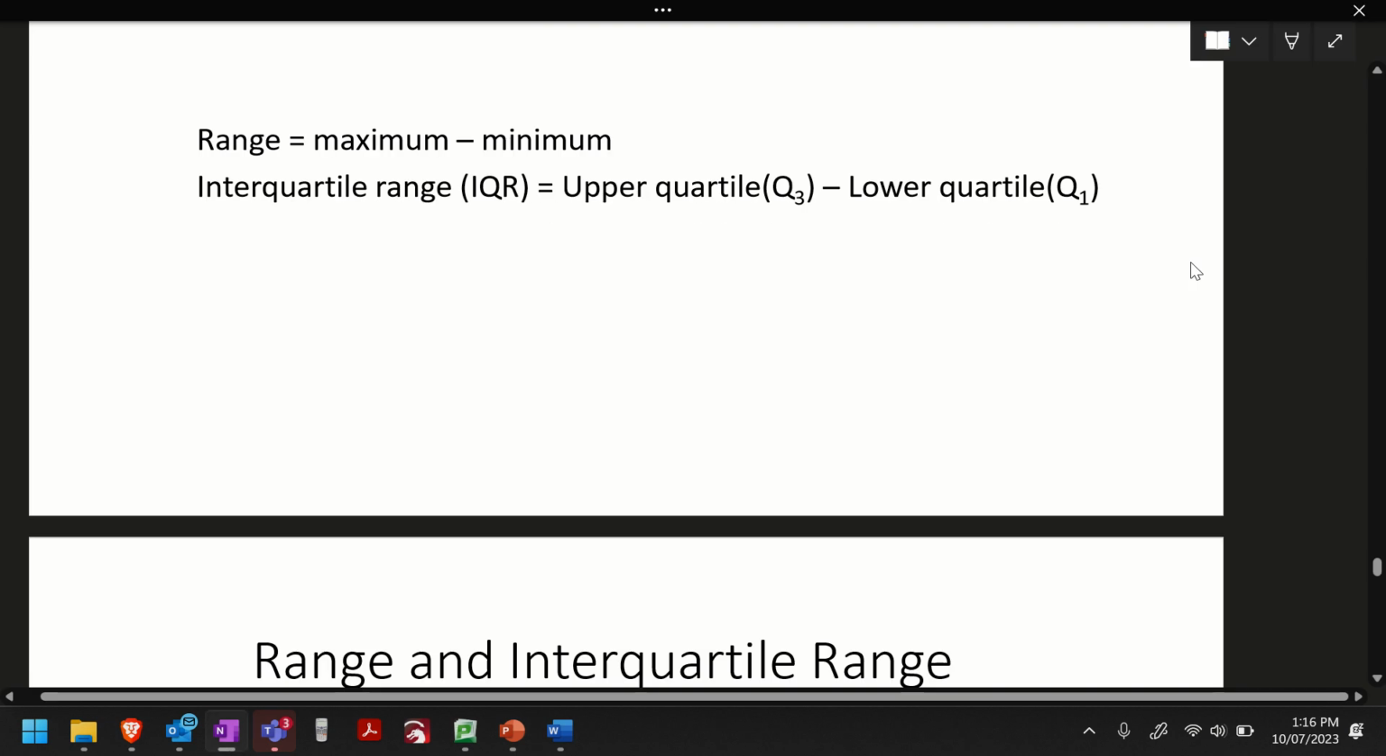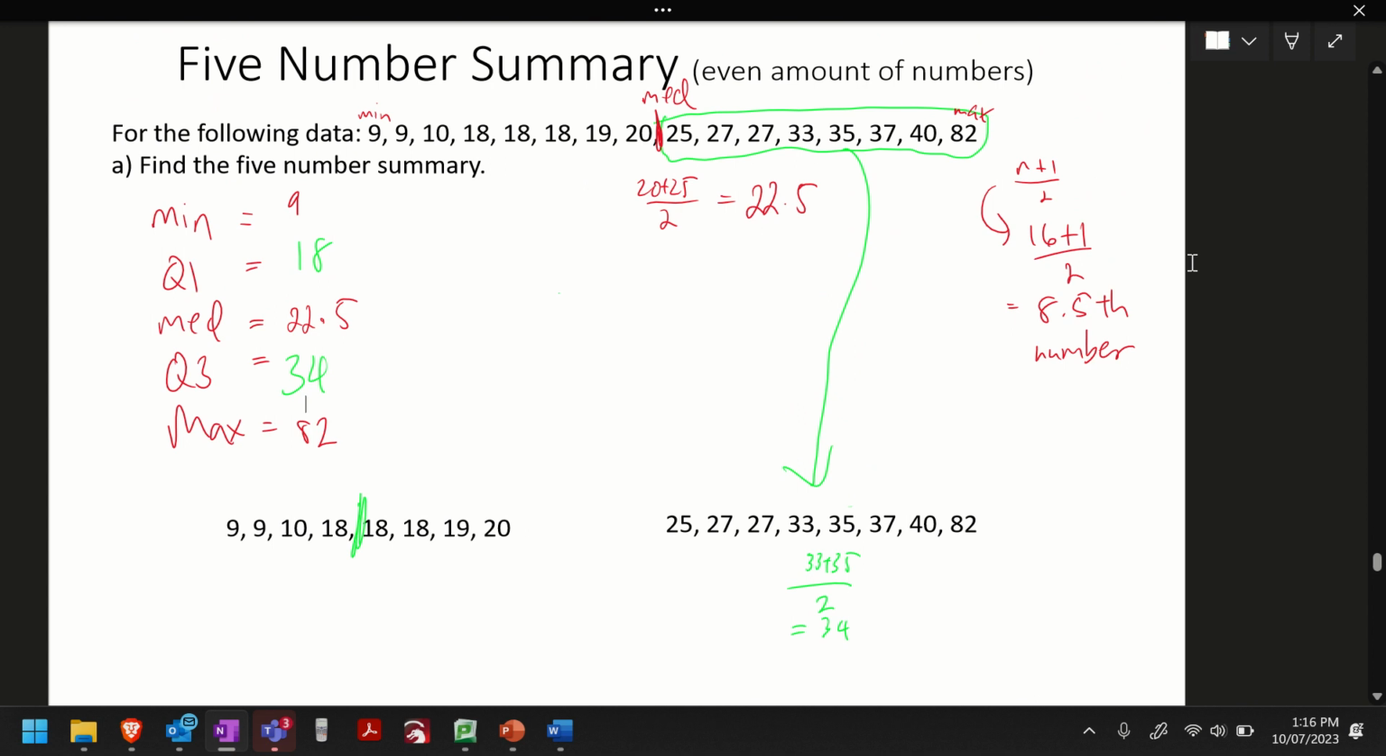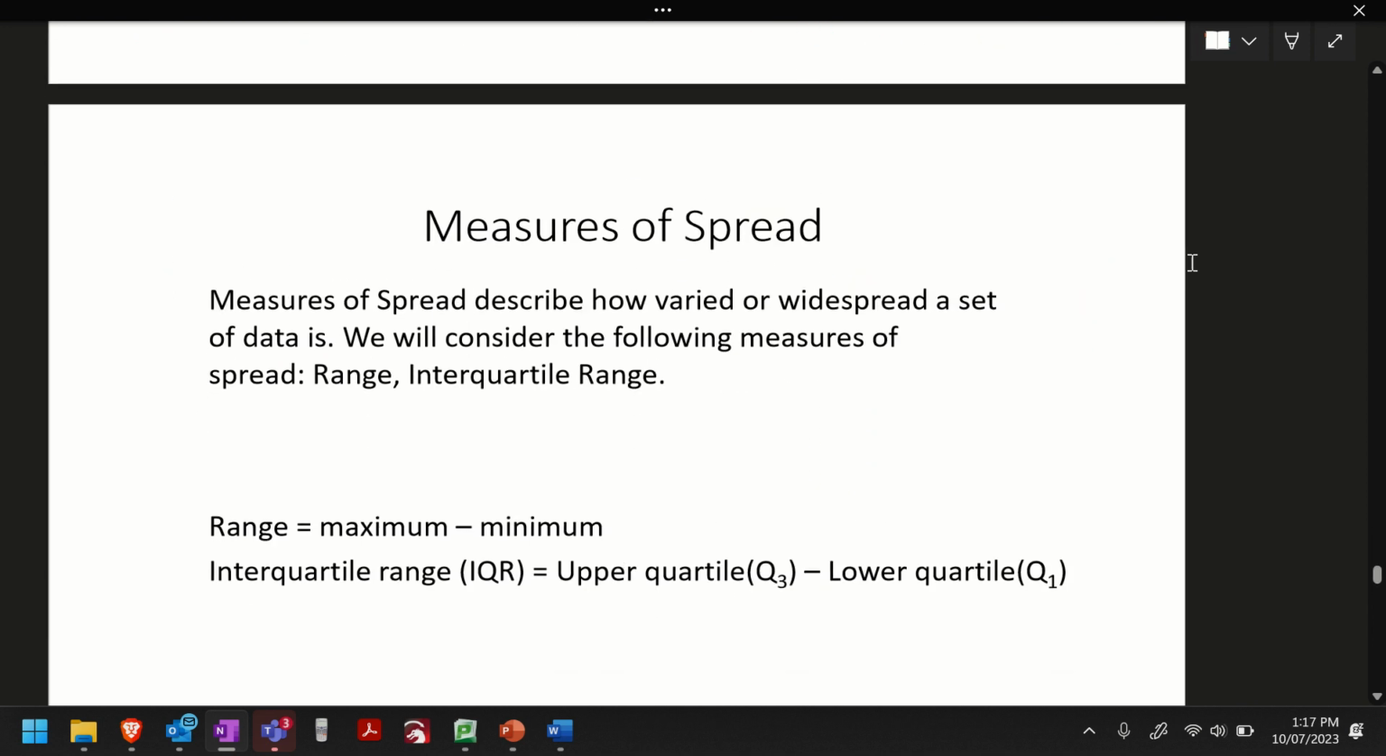Let's keep going. So, 5-number summary, really easy. Minimum, maximum, median, Q1, Q3. That's it. That's what you're looking for. Let's move on. This one's really easy.